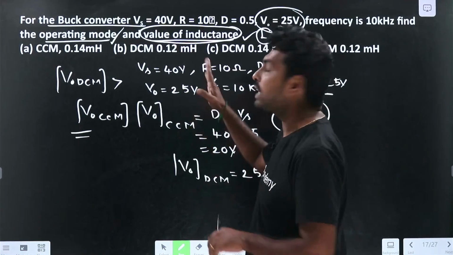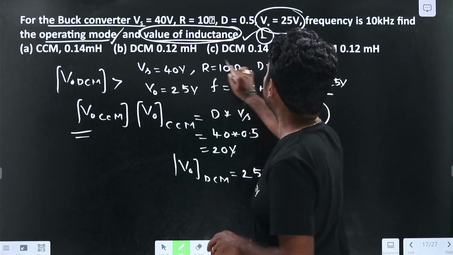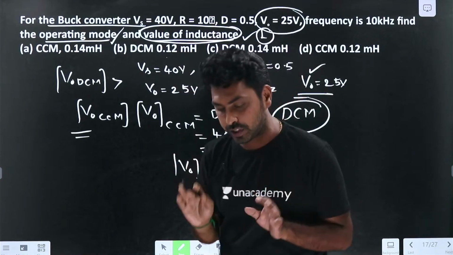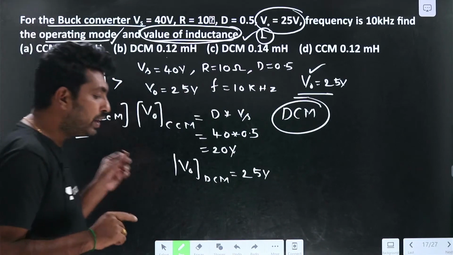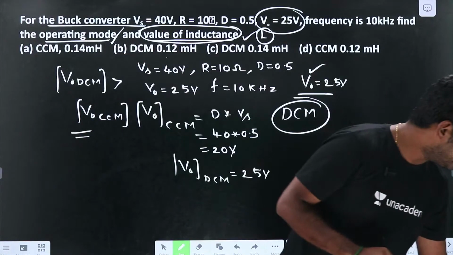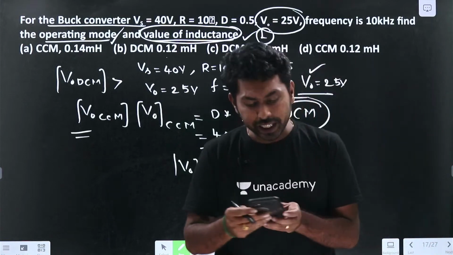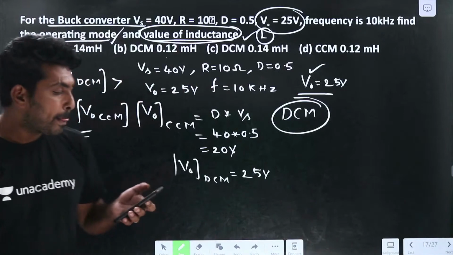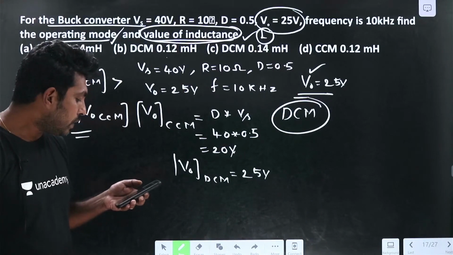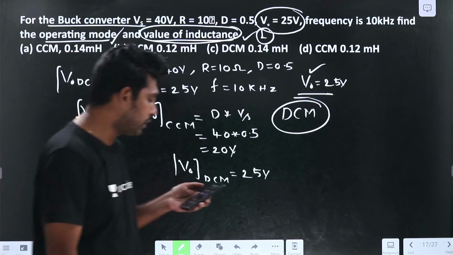But if you observe the problem, there are two options, B and C, which are the correct options up to here. Next, what do we need to find? We need to find the inductance. Hari 239, just check once again. It will be the discontinuous conduction mode.